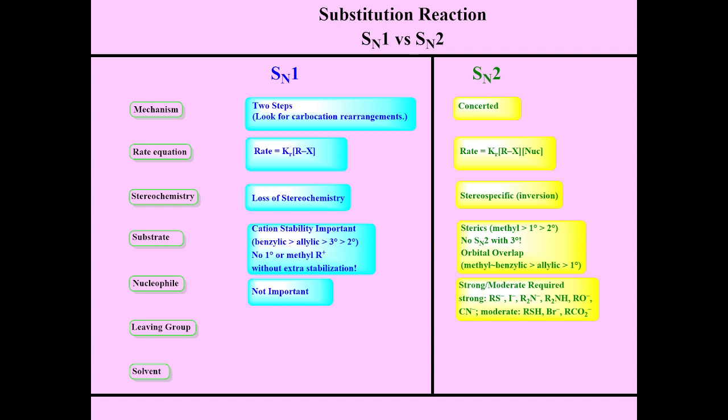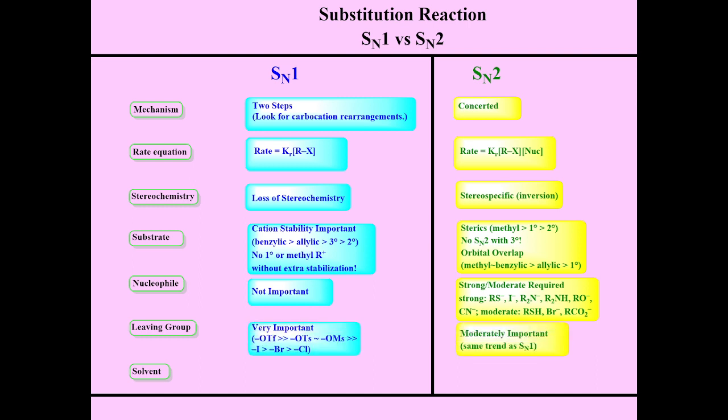There are some examples of strong nucleophiles, as you can see: RS minus, I minus, R2N minus, R2NH, or alkoxides or cyanides. And there are moderate nucleophiles as well, like the bromide ion or carboxylate anion or RSH. Those are examples of moderate nucleophiles which can help in the SN2 reaction.